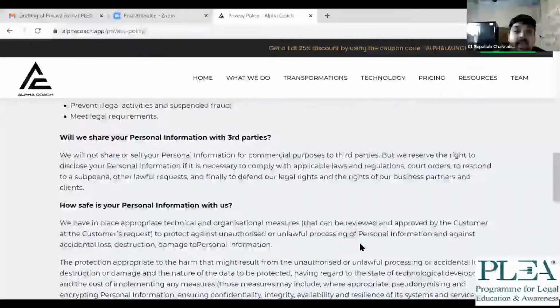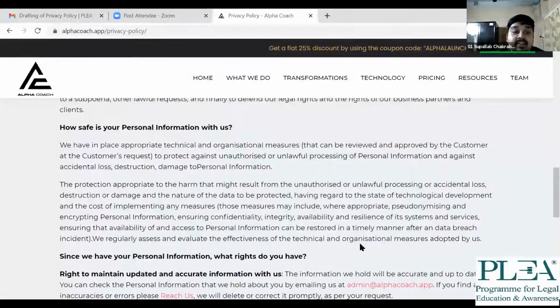Next, you see how user friendly language can be used. I have clearly said how safe your personal information is with us. So then we have said that we have put in appropriate technological measures as required by the law to ensure that there's no theft, unlawful processing, loss, or destruction of your personal information.